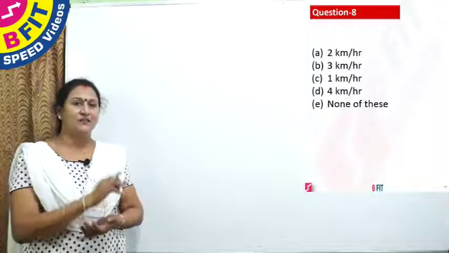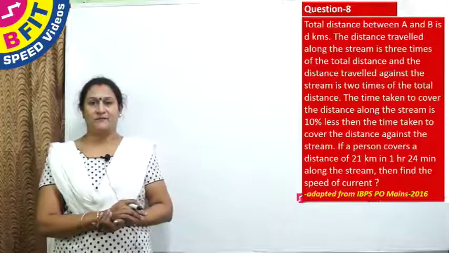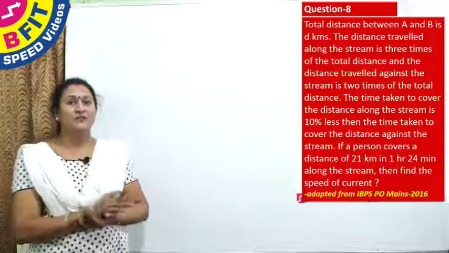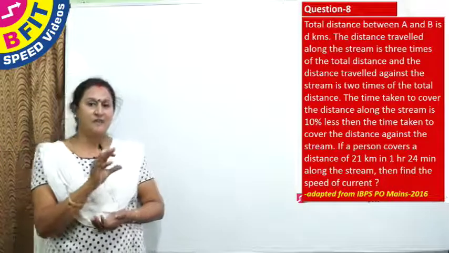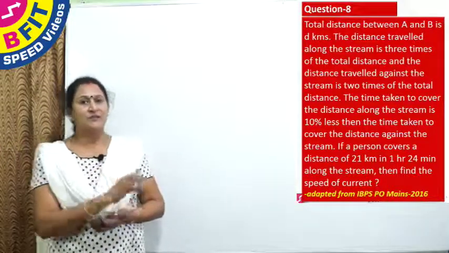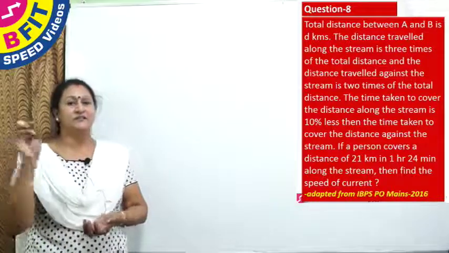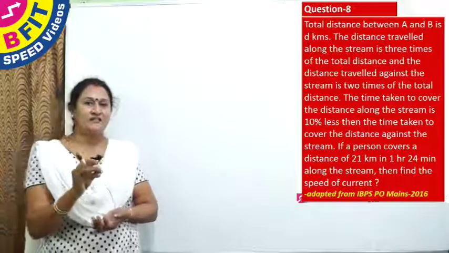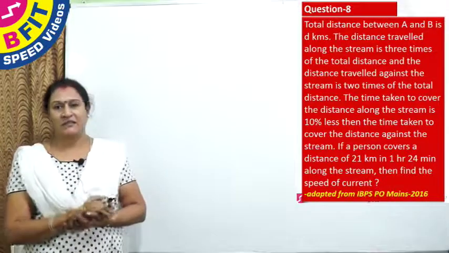So this question is taken from IBPS PO Mains 2016. So friend, when you look here, we have 2 parts in this question. The first part is the explanatory part, and the actual question starts from the sentence, if a person covers. So first we'll understand what is given, and then we'll solve the question and get the answer.